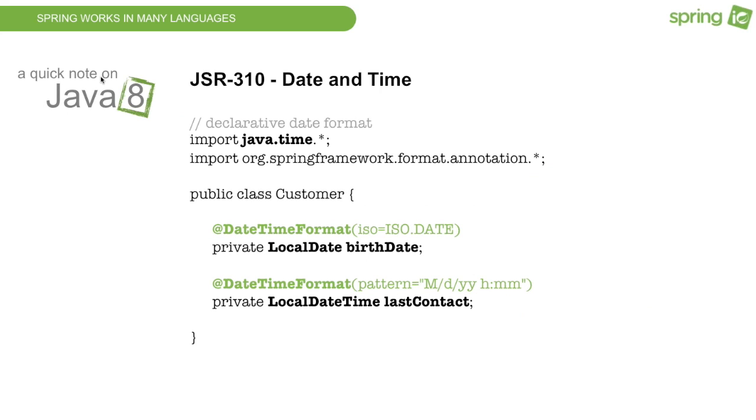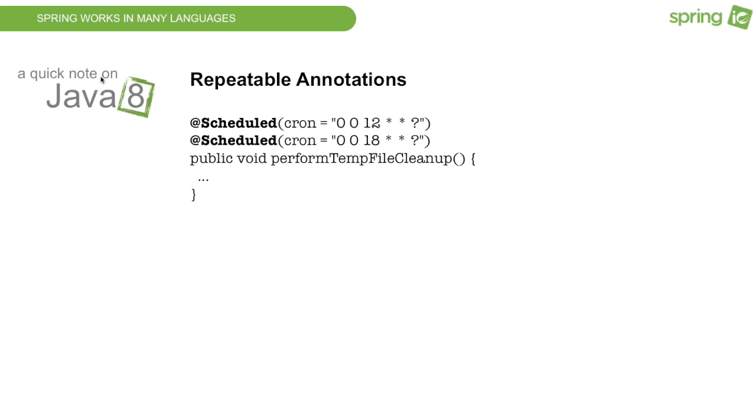Other features like the JSR 310 support. This is basically Stephen Colebourne's Joda-Time API, now part of JDK 8, and of course this support propagates all the way through Spring, so you can actually use Spring's binding and validation support wherever appropriate with JSR 310. Other nice features like repeatable annotations inside of Java 8 are also supported inside of Spring where appropriate.